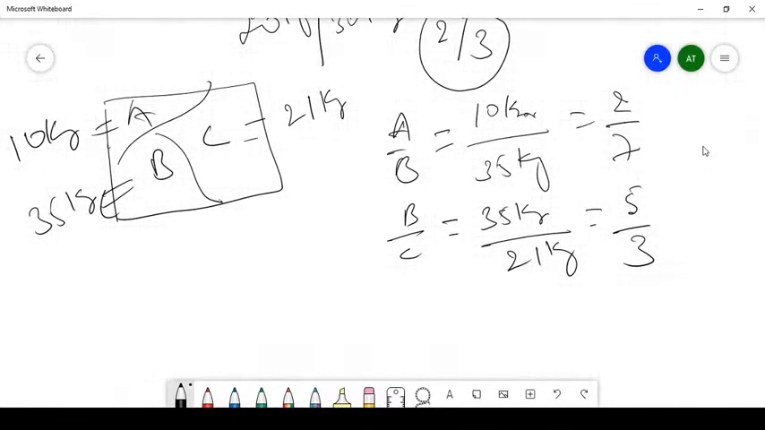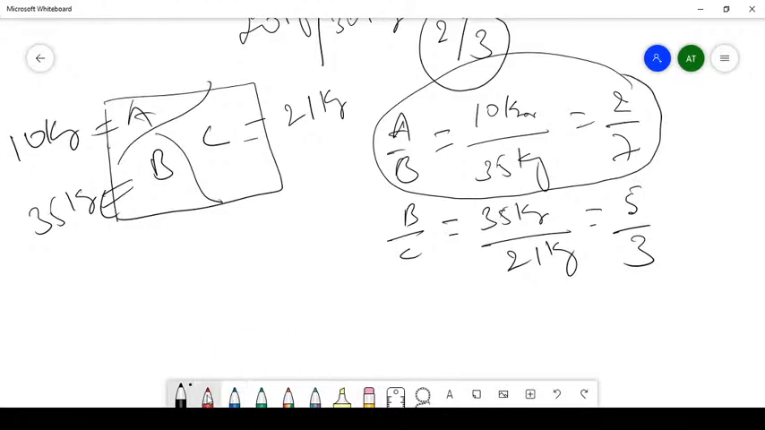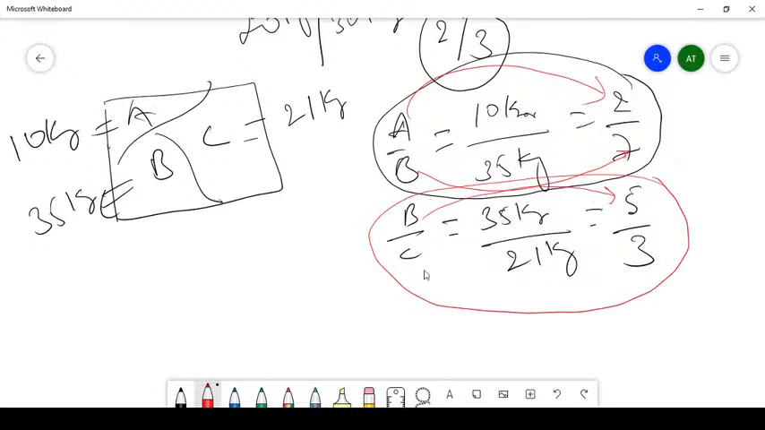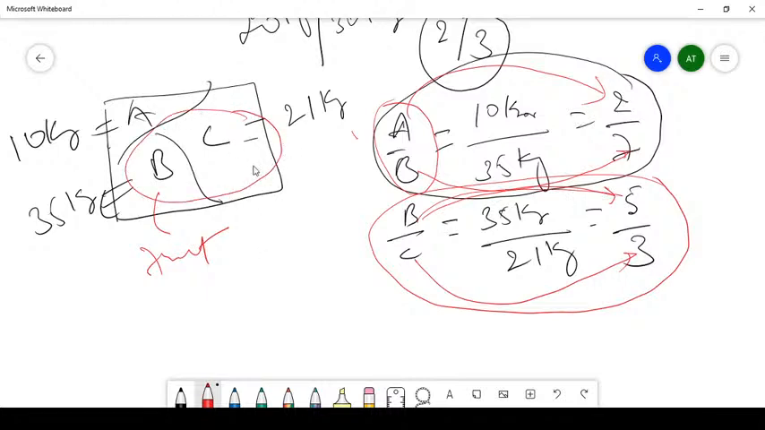Then if I further elaborate this concept, from here we got that A is 2 unit and B is 7 unit, and from this ratio we got that B is 5 unit and C is 3 unit. From this ratio of A to B, I am saying that B is 7 unit. That means the quantity of B in the box is 7 unit. And from this ratio, I am saying that the quantity of B is 5 unit. When I compare B and C, I am saying that the quantity of B is 5 unit, and when I compare A and B, I am saying that the quantity of B is 7 unit.